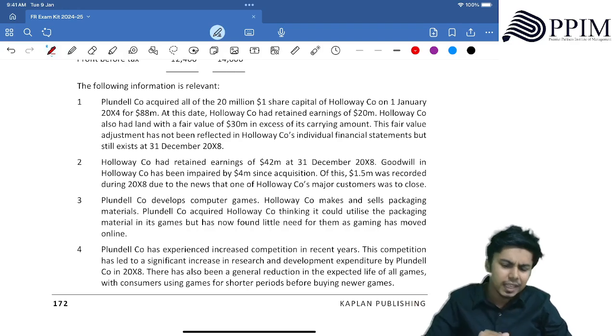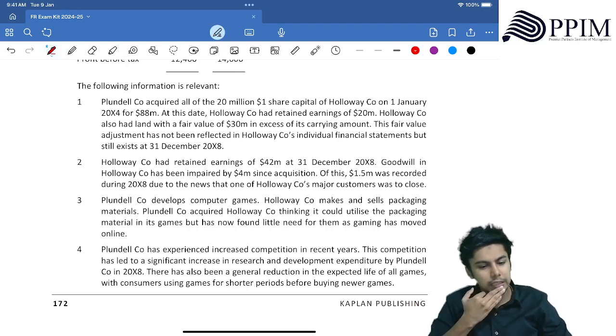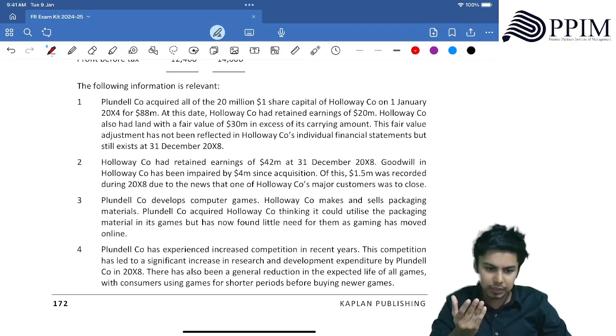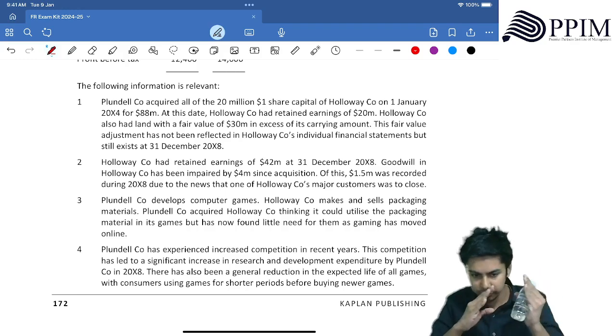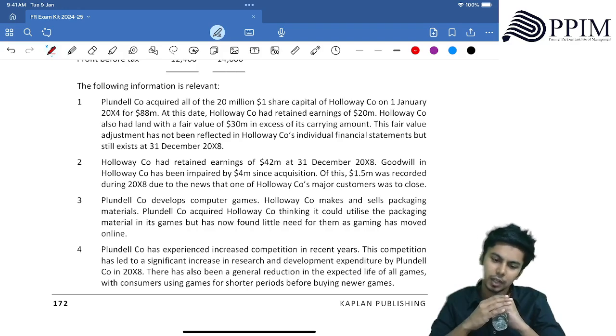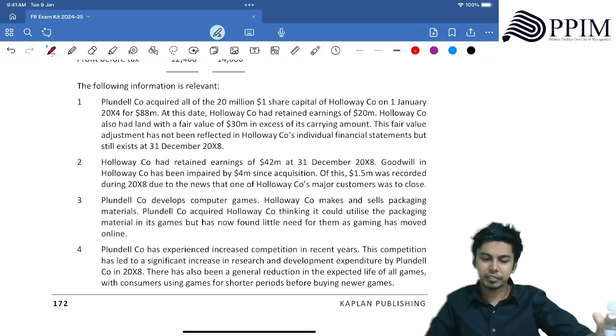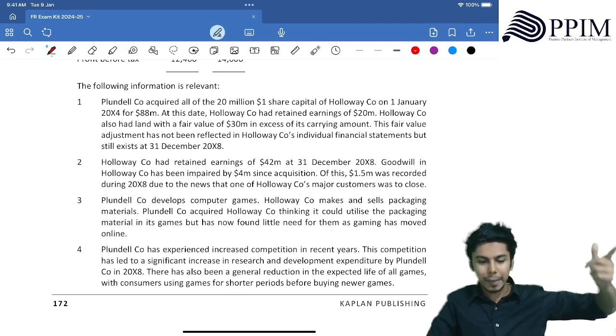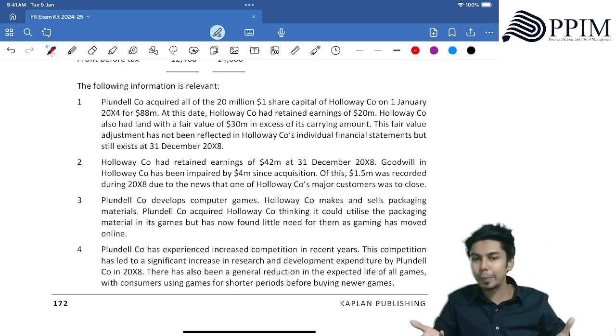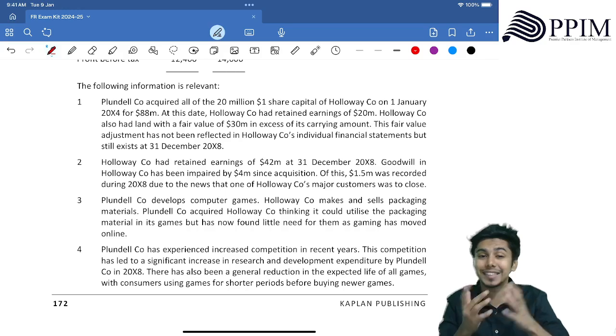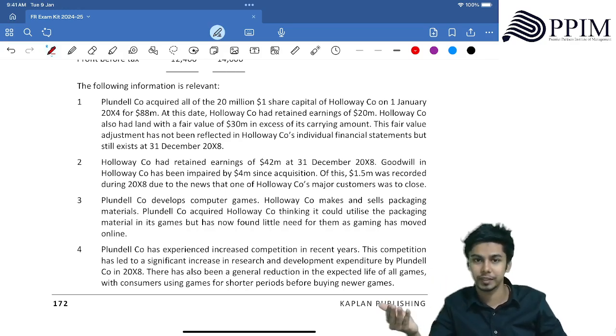Okay, now the third part. We are a business that develops games, but Holloway specializes in material packaging. But the games have now moved online. The reason we bought Holloway was to do our packaging, but now we don't need to do packaging anymore because the games are going online. So maybe that's the reason we are thinking of selling them.